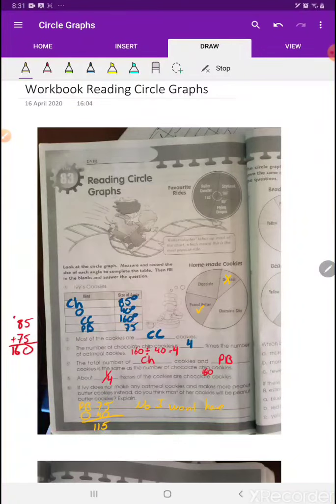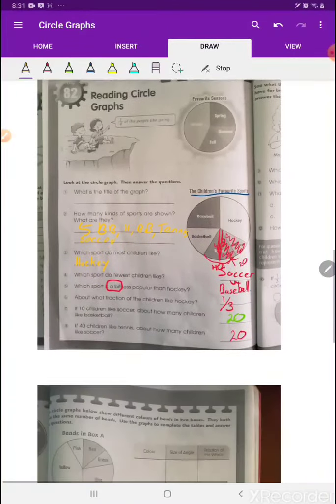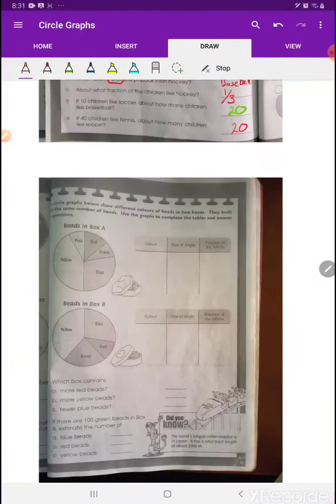I won't have the most peanut butter cookies because it's 115 degrees and chocolate chip is 160 degrees. See that? Okay.